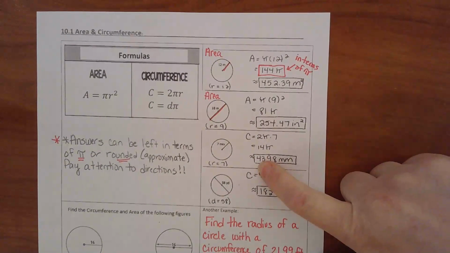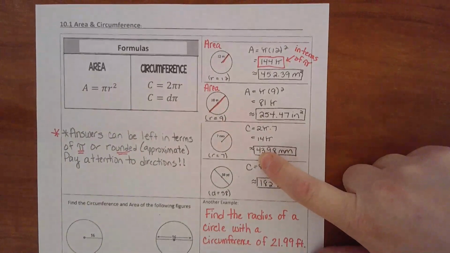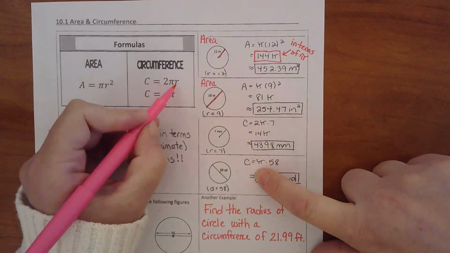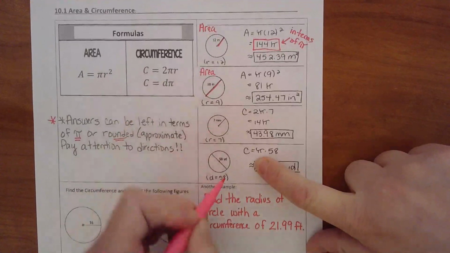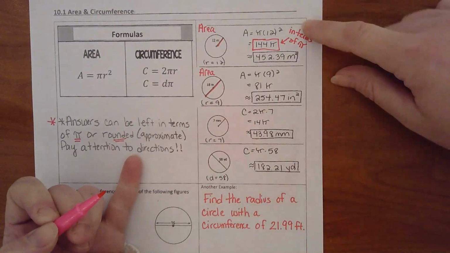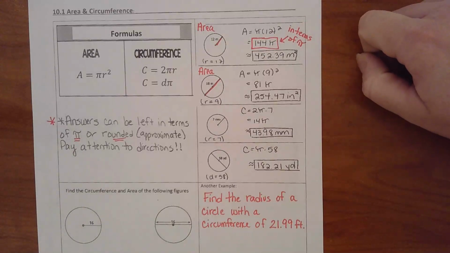The other thing that you are going to be doing today is circumference. Circumference, there are 2 formulas that you can pick from. If you're given the radius, use the radius. If you're given the diameter, use the diameter. And again, you could potentially leave things in terms of pi.